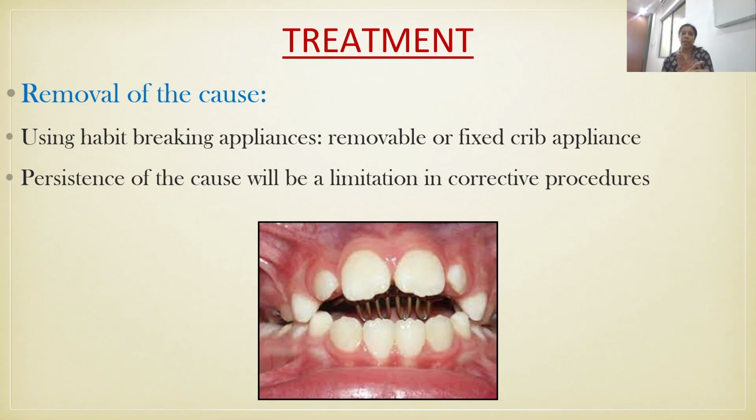Treatment: the first aim of treatment is to remove the etiologic factor, or remove the cause that is leading to the open bite, using a habit breaking appliance, either removable or fixed, like fixed crib appliances, which can intercept the habit leading to the open bite. The persistence of the cause will be a limitation in corrective procedures. So if we are able to intercept the habit properly to prevent the development of open bite, it has a better prognosis than cases with the cause present.